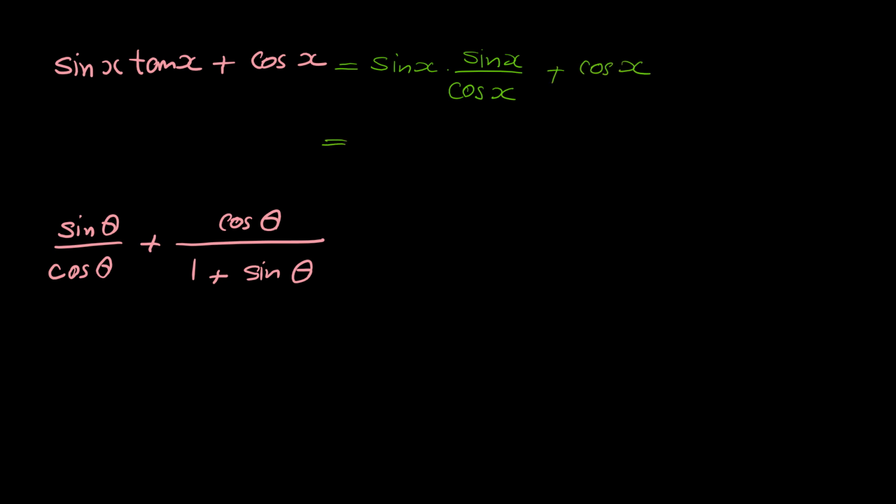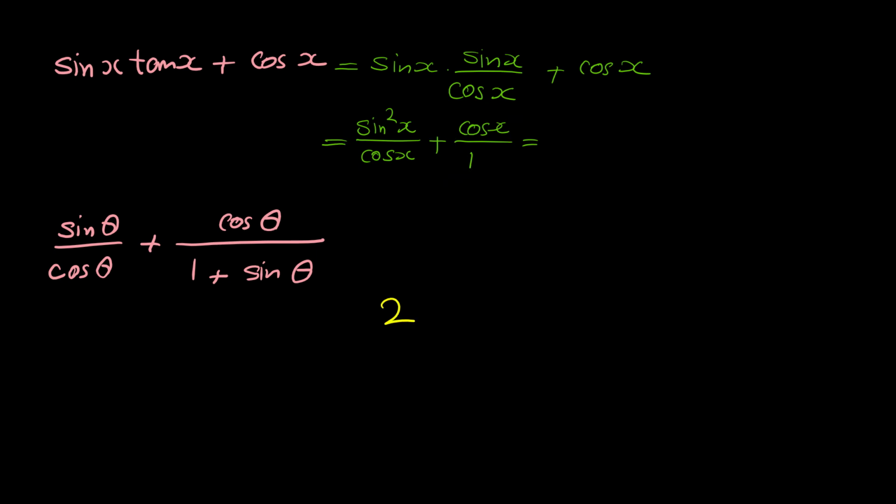Now, attention, the denominator of this is 1, so multiply numerator by numerator, denominator by denominator. Now we have sine to the 2 over cosine x plus cosine x, and we can consider a denominator 1 for that. We have a fraction plus an expression. It's a good idea to combine these two.